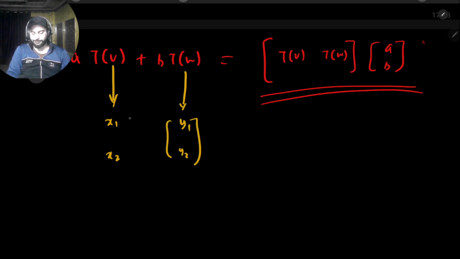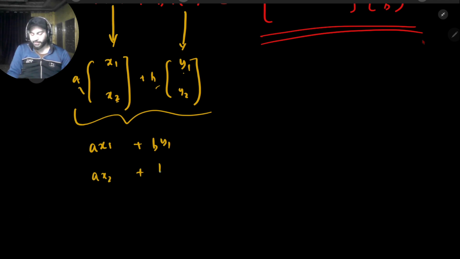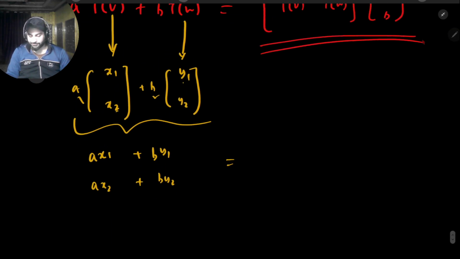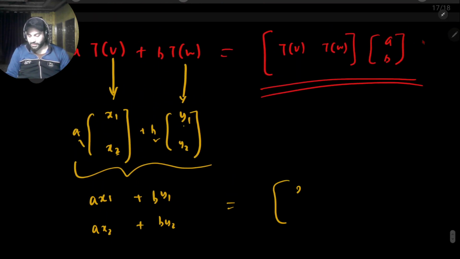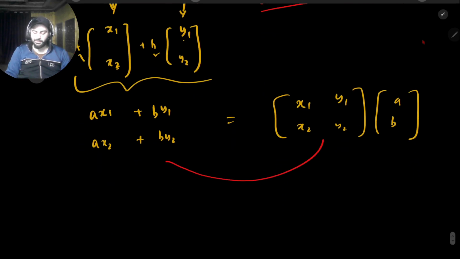Then we had this a and this b. If we expand this portion, I'll write ax1 plus by1, and then ax2 plus by2. So I wrote it like this: x1, x2, y1 and y2, and here we had a and b. Okay, this is what I mean by matrix multiplication.